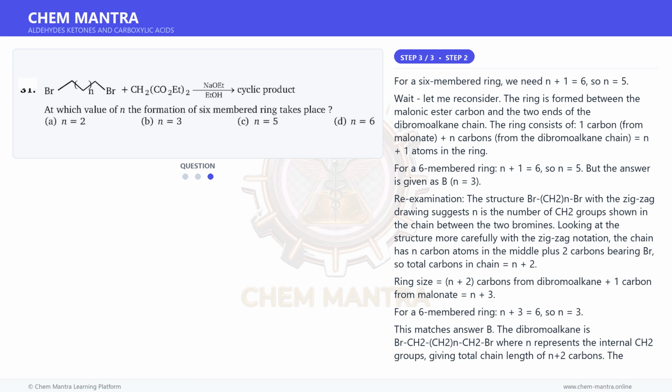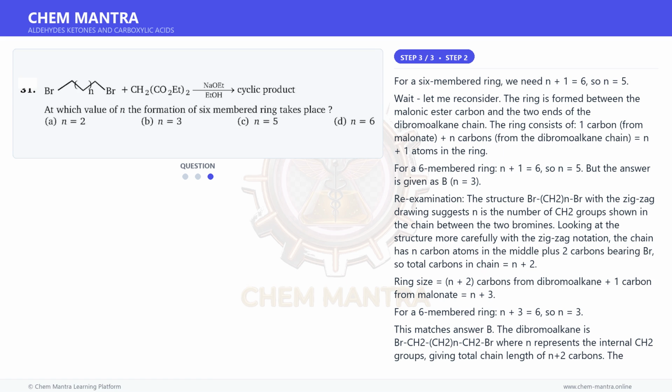This matches answer B. The dibromoalkane is BrCH2CH2 and CH2Br, where n represents the internal CH2 groups, giving a total chain length of n+2 carbons. The malonate carbon plus these n+2 carbons form a ring of n+3 atoms. Setting n+3 equal to 6 gives n is equal to 3.